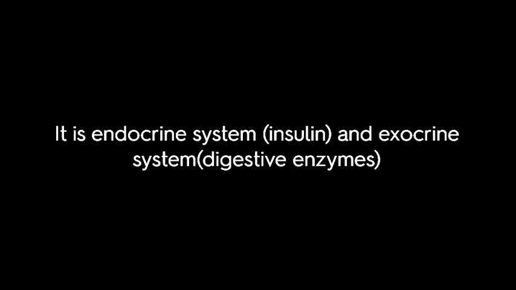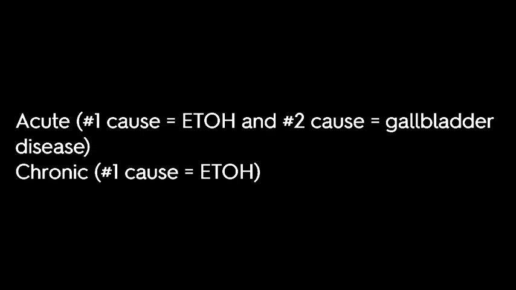What is pancreatitis? The autodigestion of the pancreas. What are the functions of the pancreas? It is the endocrine system and the exocrine system. What are the two types of pancreatitis? Acute and chronic. What are the signs and symptoms of pancreatitis?